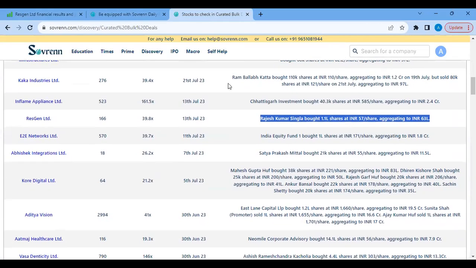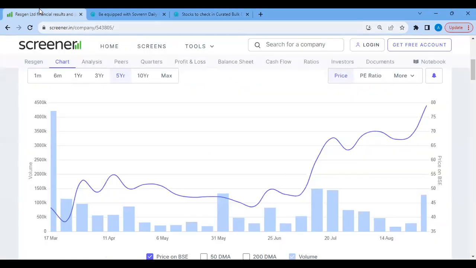Which company was purchased by India Equity Fund for 171 per share? India Equity Fund. Ganesh Bhai has answered it correctly. E2E Networks. 171 per share पे खरीदा उन्होंने, India Equity Fund ने. E2E Networks.